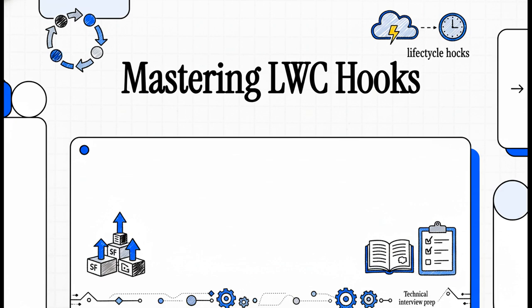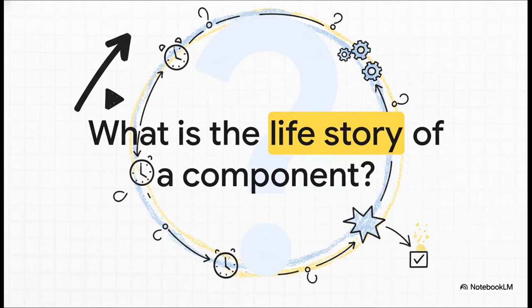So let's do this. Let's break down the life story of a component from the very beginning to the very end. To really get a handle on lifecycle hooks, let's stop thinking about them as just lines of code. Instead, I want you to imagine that every component has a life story. It has a journey with a clear beginning, a middle, and an end. And at every single one of those key moments in its journey, a special event fires off. And that, my friends, is where our hooks come in.